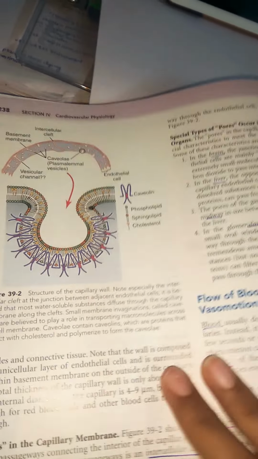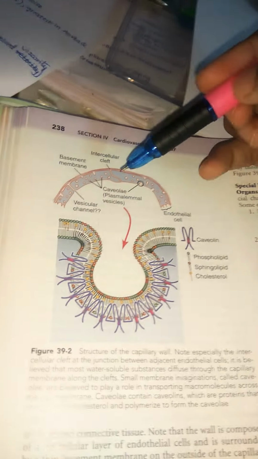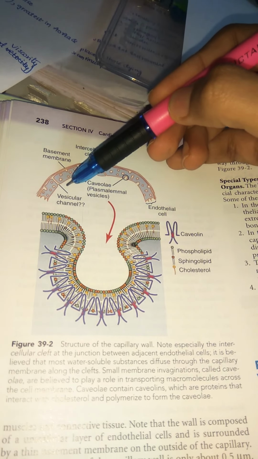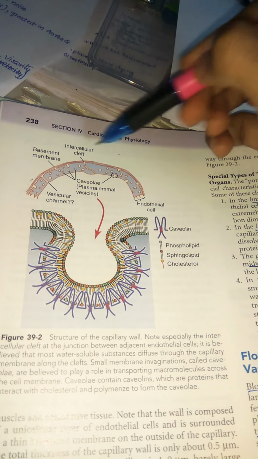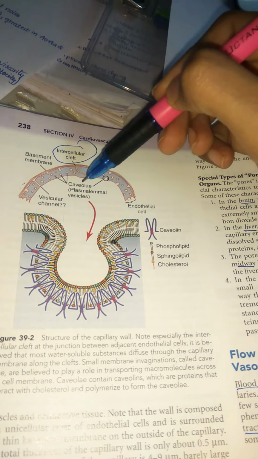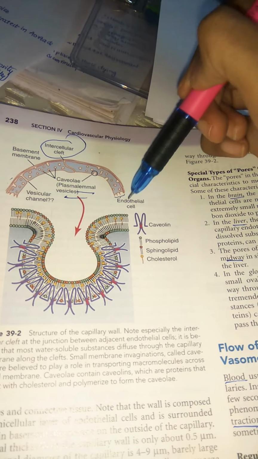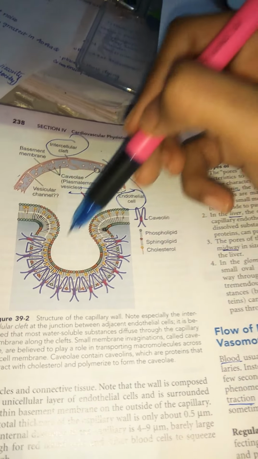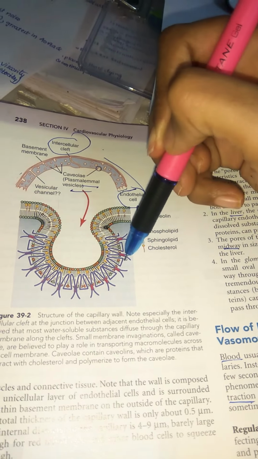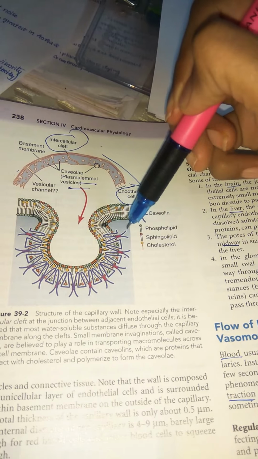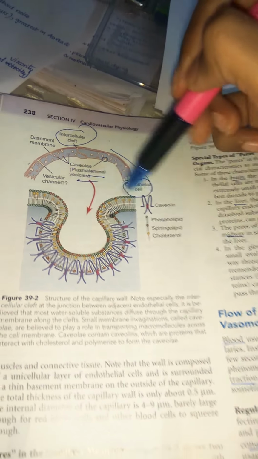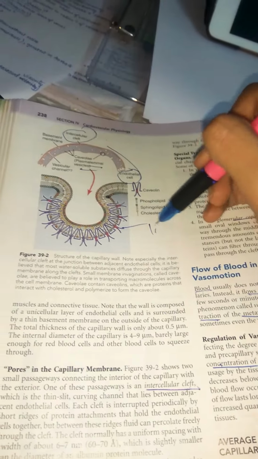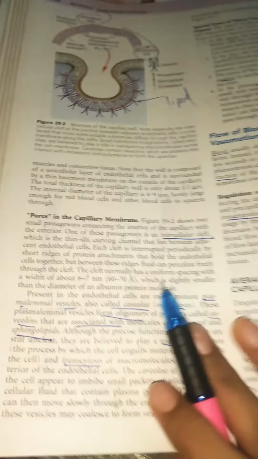And here you can check out the deep structure of endothelial cells. So you can see in endothelial cells you have vesicular channels, basement membrane, intercellular clefts, caveolae or plasmalemmal vesicles. You can see this is a typical endothelial cell if you look at it. And you can see a pitted form. This is caveolin, phospholipid, sphingolipid and cholesterol. This is a lipid bilayer. You can see it here with some proteins.